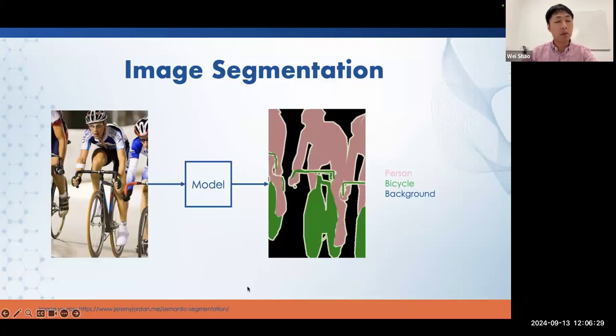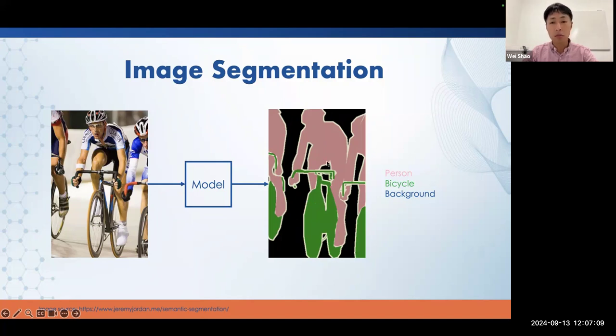Another example of image analysis we do all the time is called image segmentation. Image segmentation divides your image into multiple different regions, so that pixels belonging to a similar class are grouped together. Taking this image as an example, I have an image input to my AI model, which can automatically group, for example, people all together, assigning the exact same color, meaning they have the same class, and the bicycle. For this example, we divide the image into 3 different classes: people, bicycle, and background.